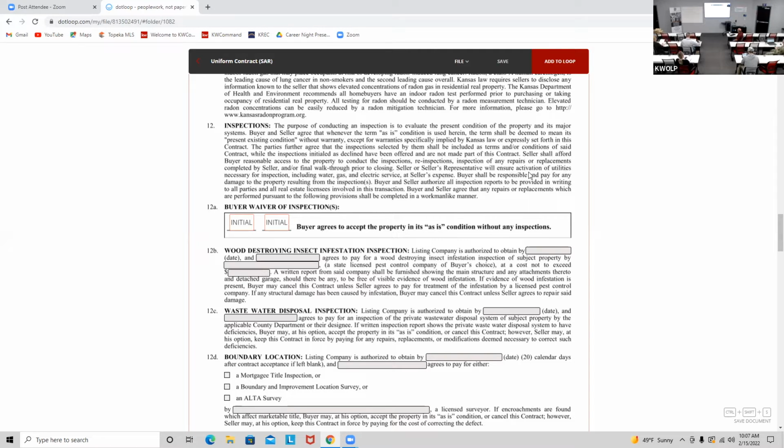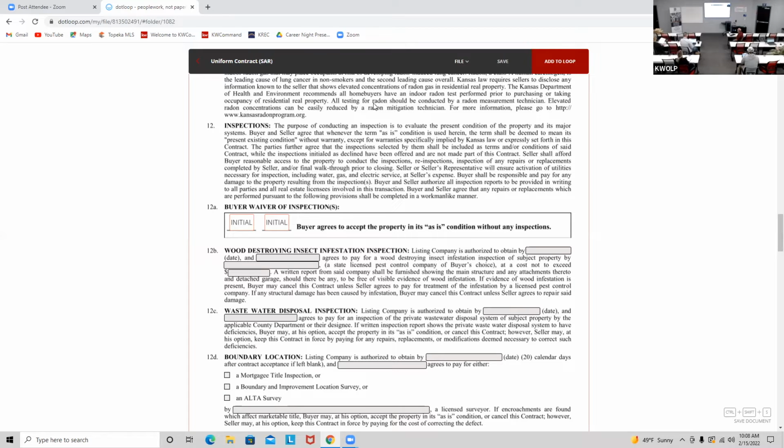Seller's representative will ensure activation of utilities necessary for inspection, including water, gas, and electric service at seller's expense. Buyer will be responsible and pay for any damage to the property resulting from the inspection, and buyer and seller authorize all inspection reports to be provided in writing to all parties and all real estate licensees involved in the transaction. Buyer and seller agree that any repairs or replacements which are performed pursuant to the following provision shall be completed in a like manner.